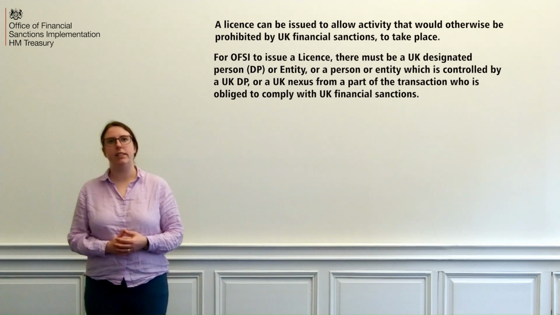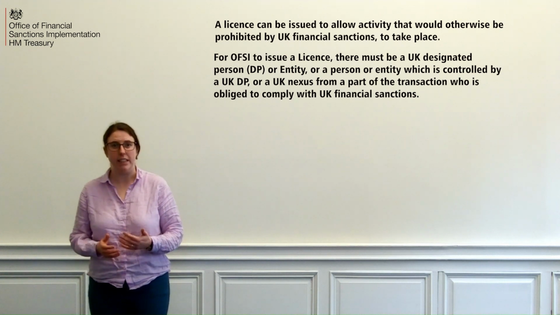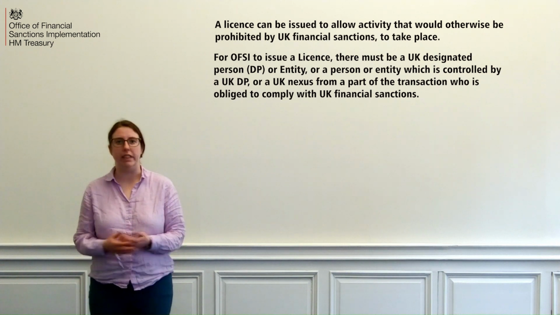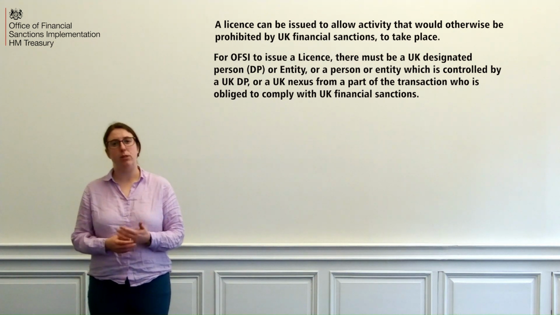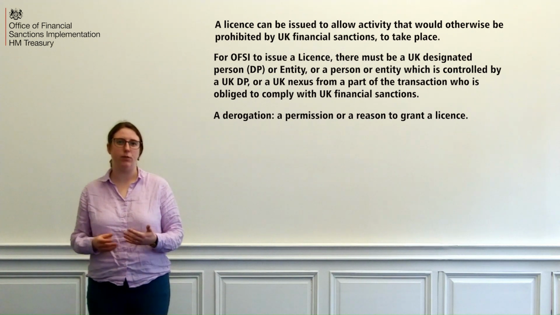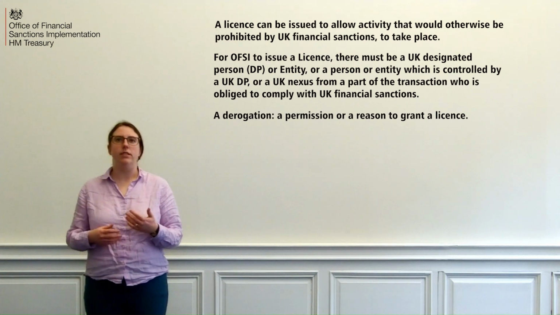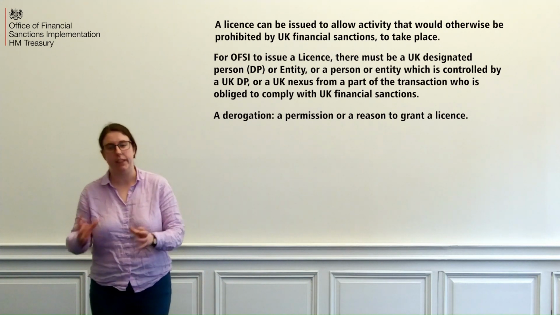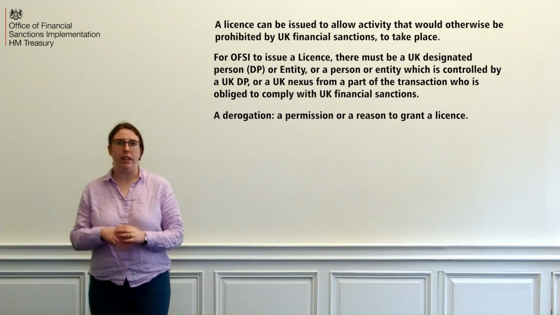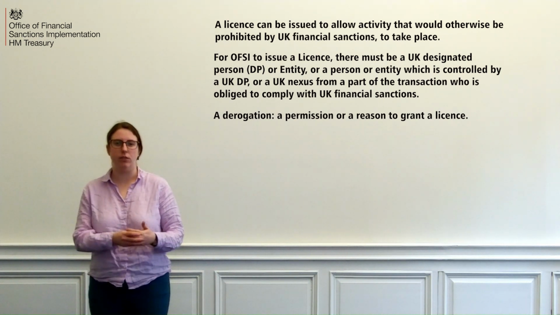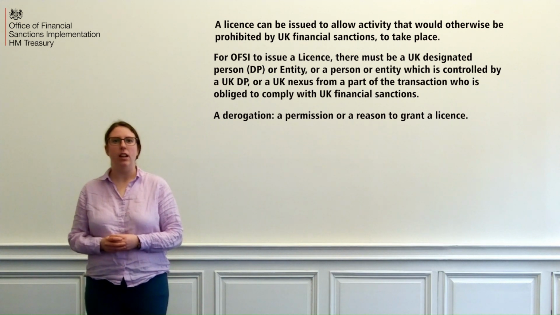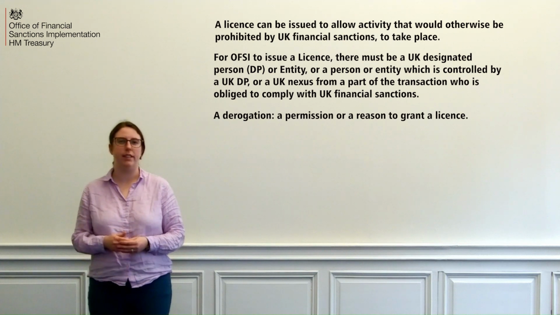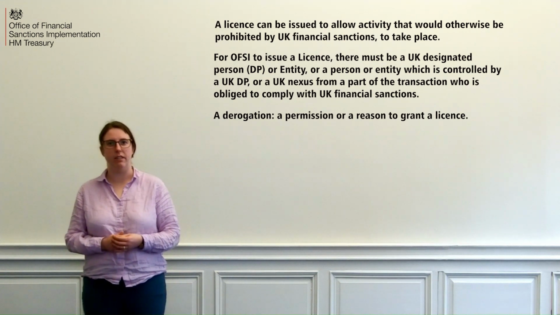A specific licence can only be granted where there's an applicable derogation. Derogation is quite a technical word, but basically it means a permission or a reason to grant a licence. And this bit's really, really important because Parliament has put these restrictions in place for a reason, and we're only able to undo those restrictions for a specific transaction where we know that there's a good reason to do that, and that's why we look to the derogations. These can always be found in the relevant legislation. It's very transparent, so if you look at the schedule, you can see the types of derogations that are available.